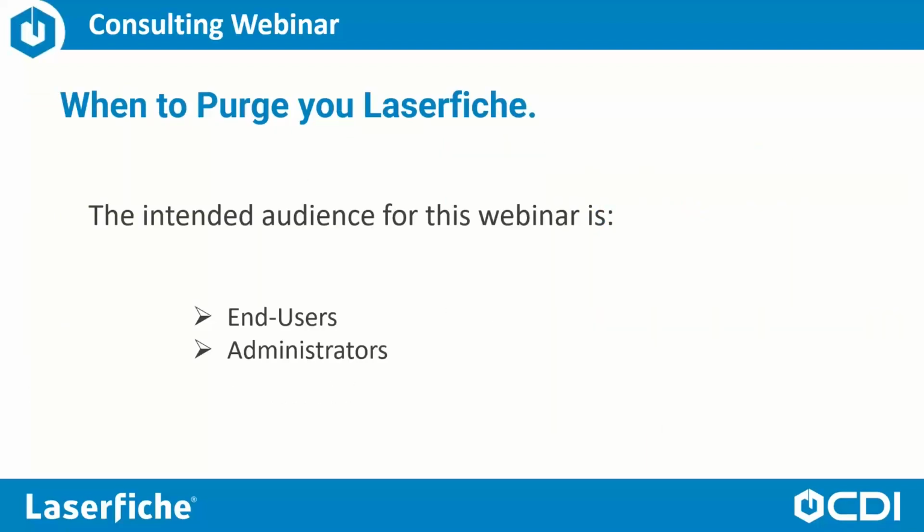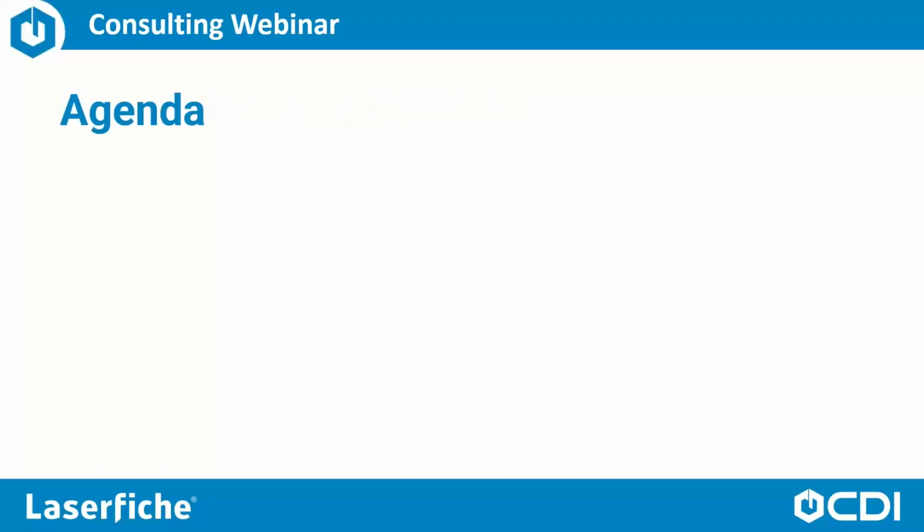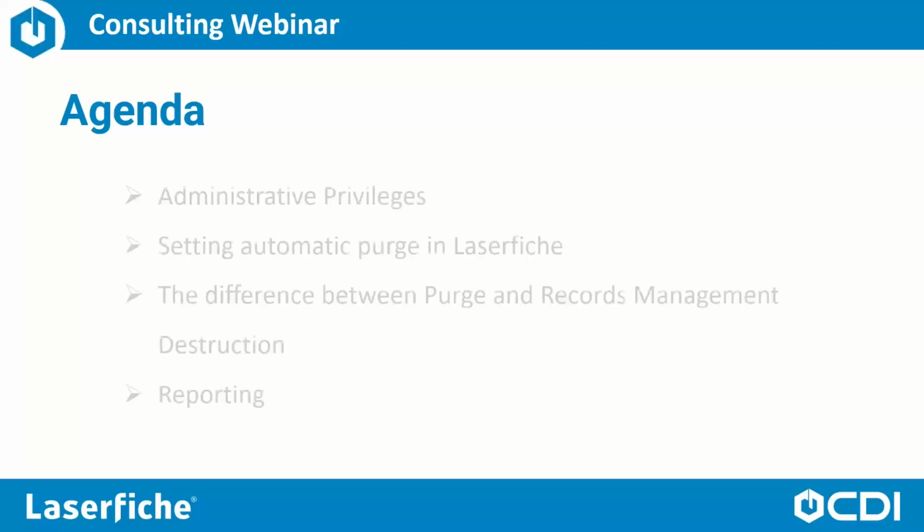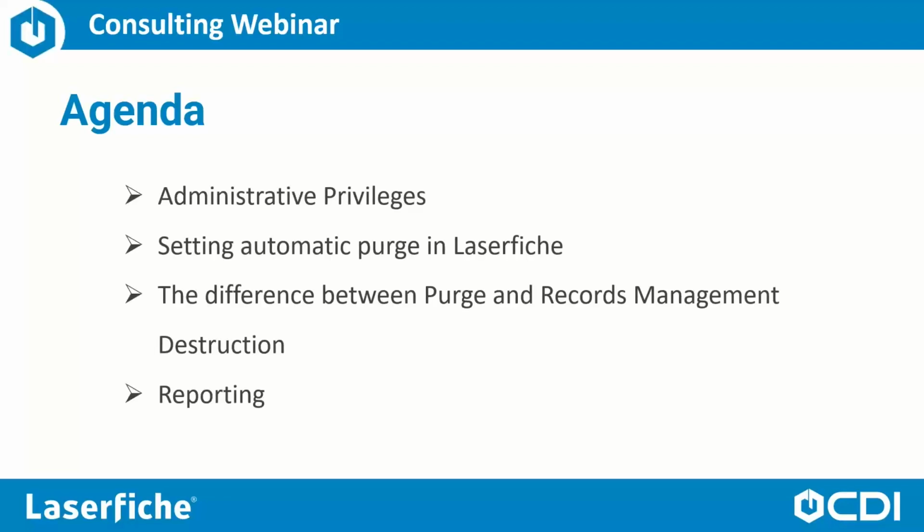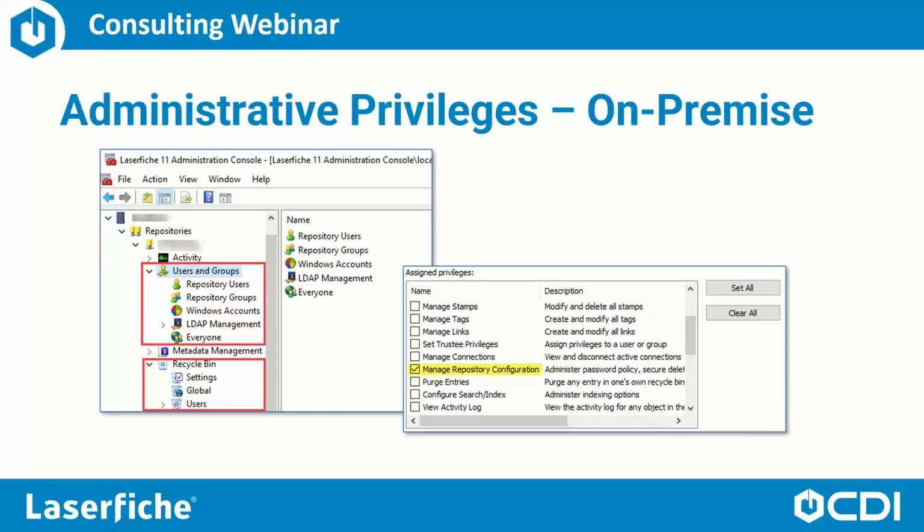All right, so today's webinar is intended for end users as well as administrators. We'll learn about the differences of how purging affects different users today. Our agenda is to look at administrative privileges. We'll also set up automatic purge in Laserfiche so that you don't have to think about it and do it manually. We'll cover the difference between purging and records management destruction. I'll show you the differences and how it looks in Laserfiche. And we'll talk about some reporting that you can get regarding items in the recycle bin if you need to do that.